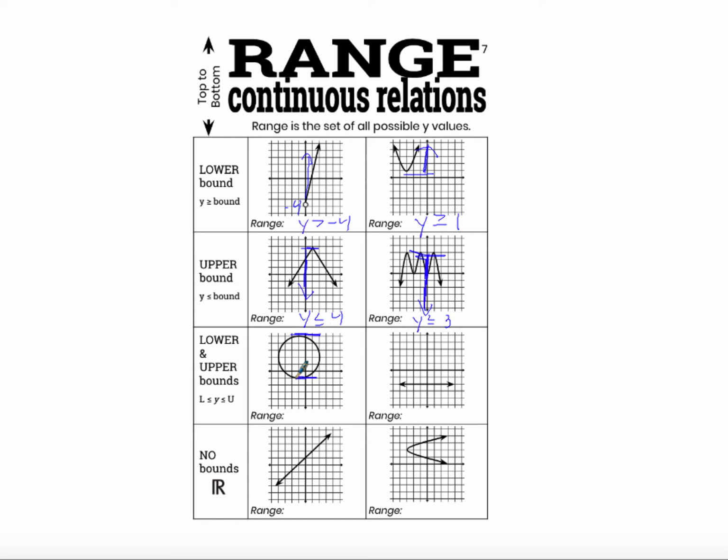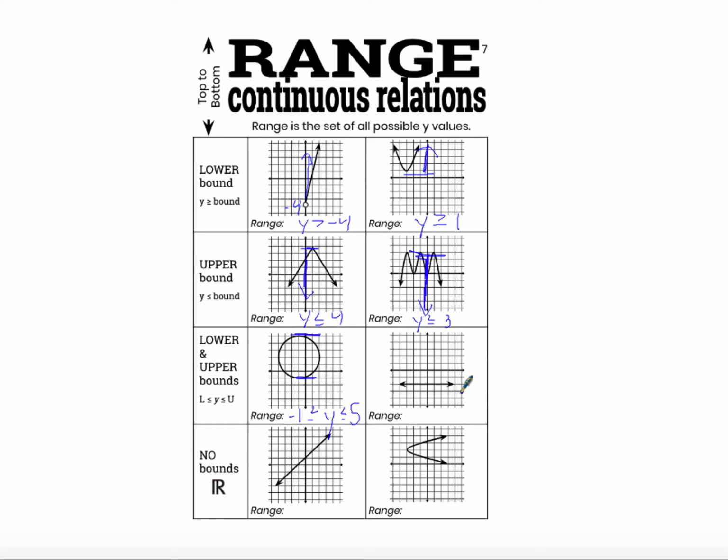Here we have an upper and a lower bound. We write the lower bound negative 1 and the upper bound of 5. There is a point on the graph for every y value in between negative 1 and 5.